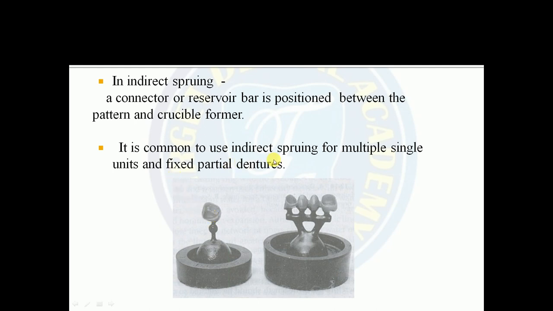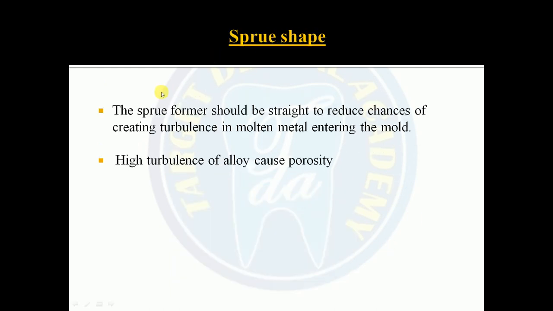So it is common to use indirect sprueing for multiple single units and fixed partial dentures. If you are doing multiple units or multiple single units, you have to do it by the indirect sprueing method. So sprue shape: the sprue former should be straight to reduce the chances of creating turbulence in the molten metal entering the mold. High turbulence of the alloy leads to porosity.